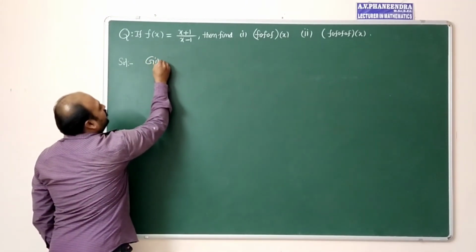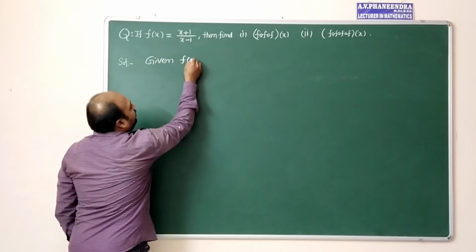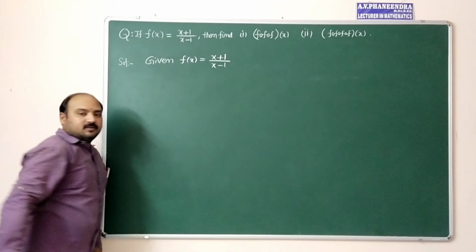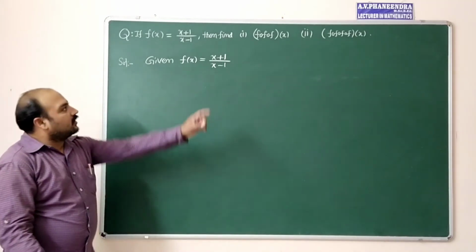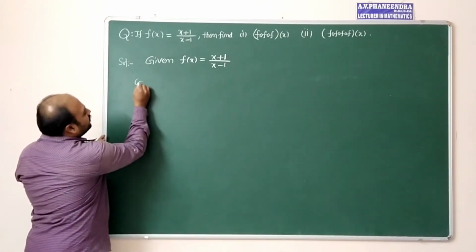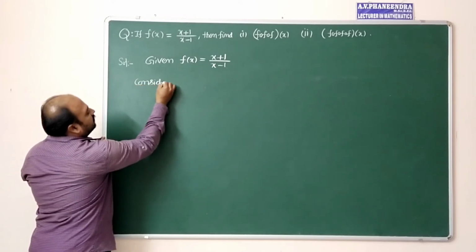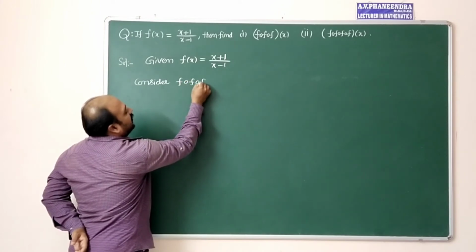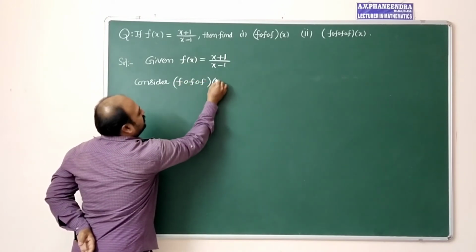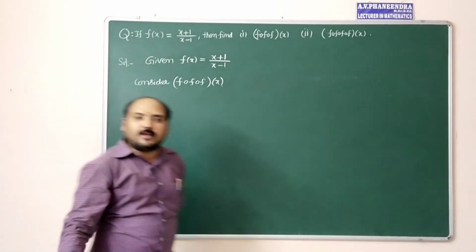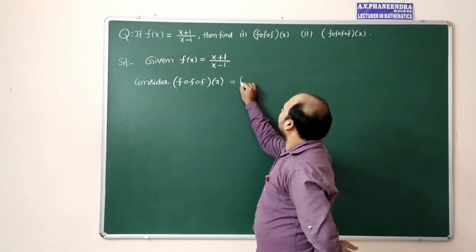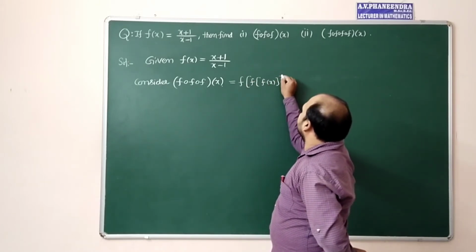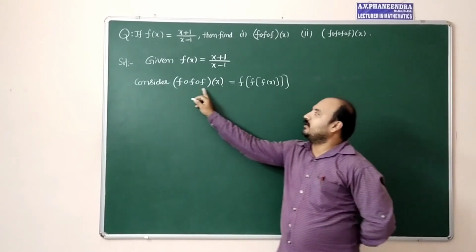given f of x equal to x plus 1 divided by x minus 1. After that, consider f circle f circle f of x. This can be written as f of f of f of x. So the total number of functions here is 3.